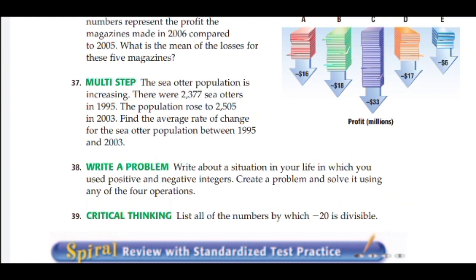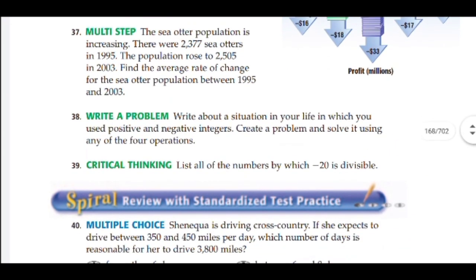38, Write a problem. Write about a situation in your life in which you use positive and negative integers. Create a problem and solve it using any of the 4 operations. 39, Critical thinking. List all of the numbers by which minus 20 is divisible.